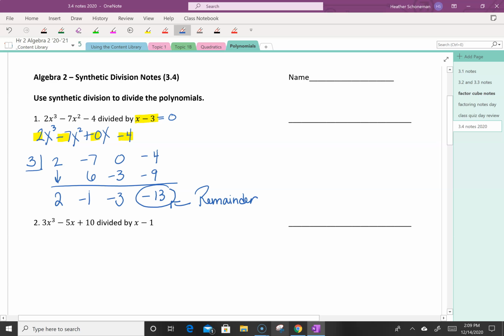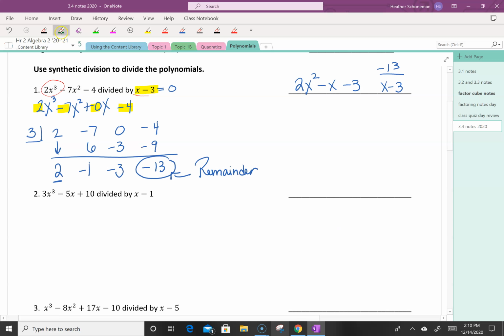So now we calculated what it would be without writing the variables. Well, now we need to rewrite it back in with the variables. When we started with 2x to the third, when we divide by this binomial, it's going to go down a degree. So it's going to start at 2x squared because we're going down 1 degree from where we started, and then minus x minus 3. Now I need to write the remainder. So I'm going to write negative 13 over whatever we divided by, and we divided by x minus 3. That's it.